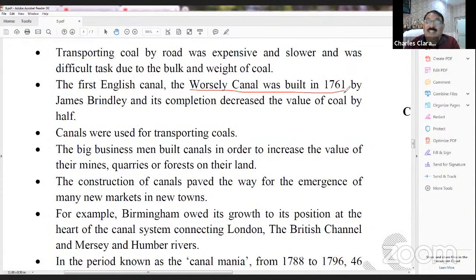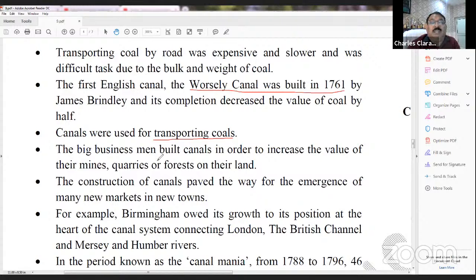So naturally, people will start using coal more, it will become more affordable, and the production will turn even more as well as cheaper. Two things: since the work goes faster, the production goes faster, and it becomes cheaper. Second thing is, because coal's value went down by 50%, again the product became cheaper. Next, canals began to be used for transporting coal.